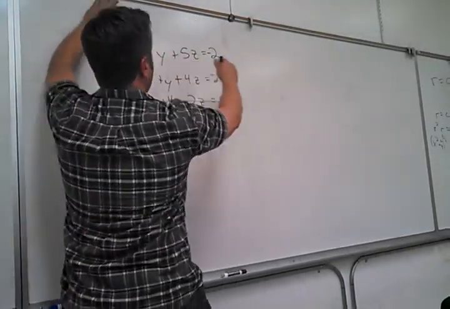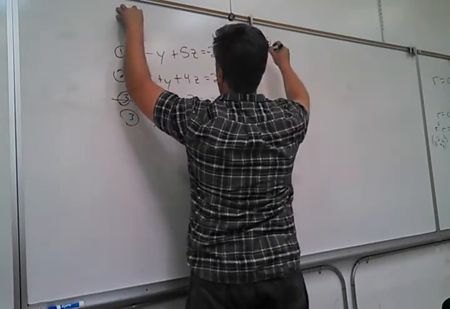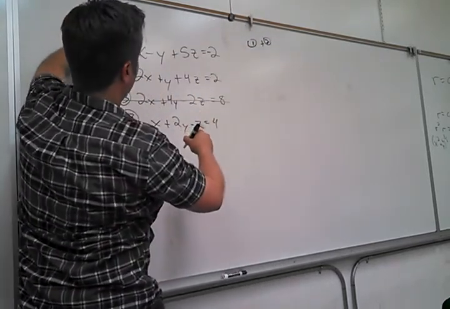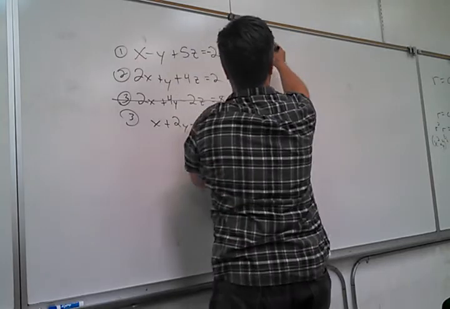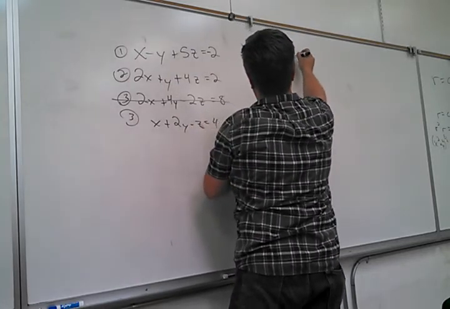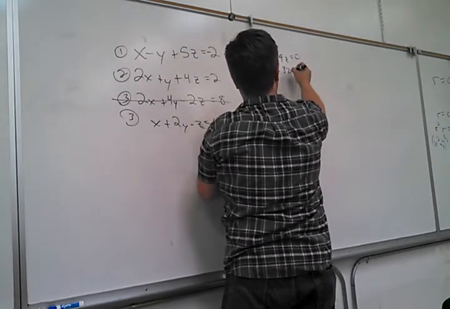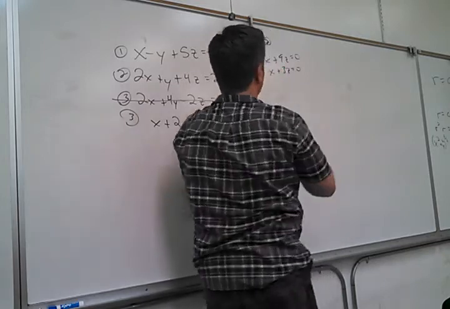So to kill the Y, I could do 1 and 2. That'll give me 3x plus 9z equals 0. That's kind of cool. So x plus 3z equals 0. That's equation 4.